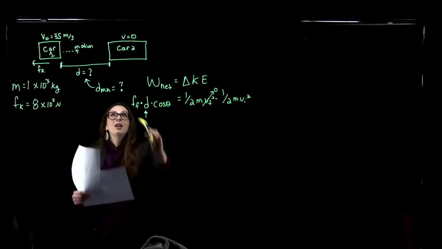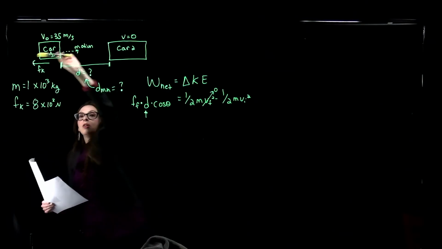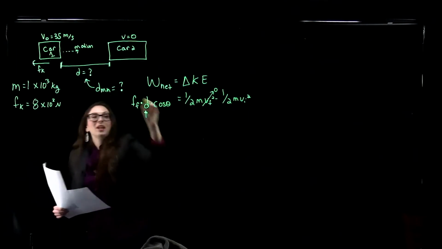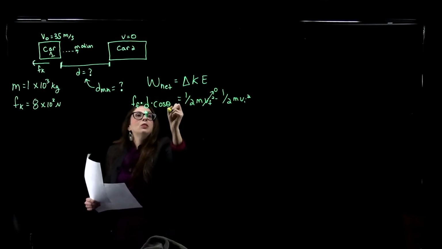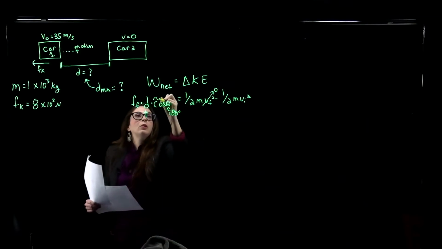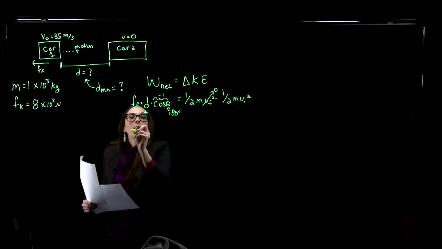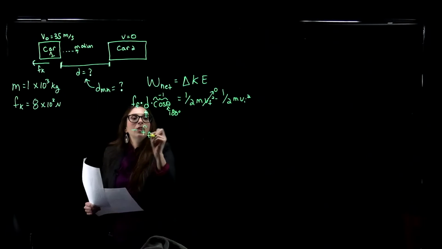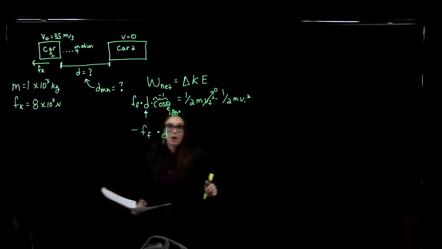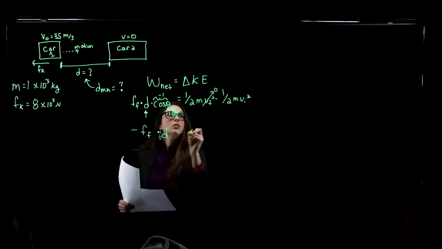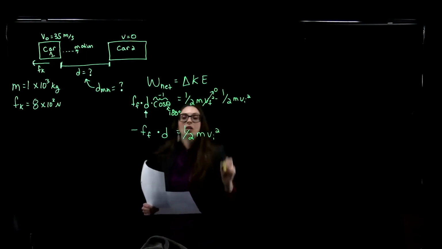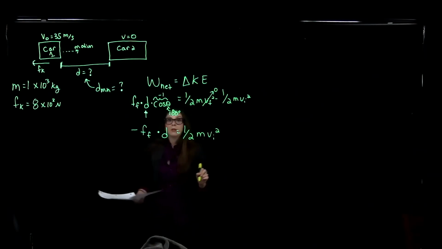And remember, the force of friction is applied opposite the direction of motion. That angle is then 180 degrees. So this would be cosine of 180 degrees, which we know to be -1. So we've got minus our force of friction times that stopping distance that we're trying to solve for equals 1/2 times the mass times our initial velocity squared.